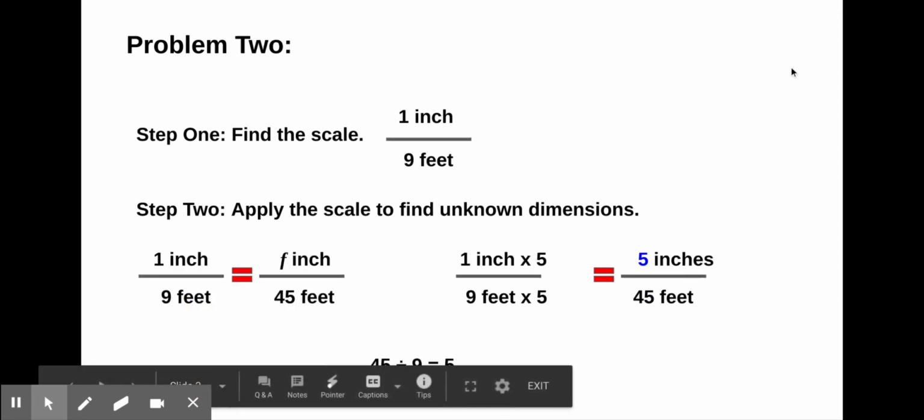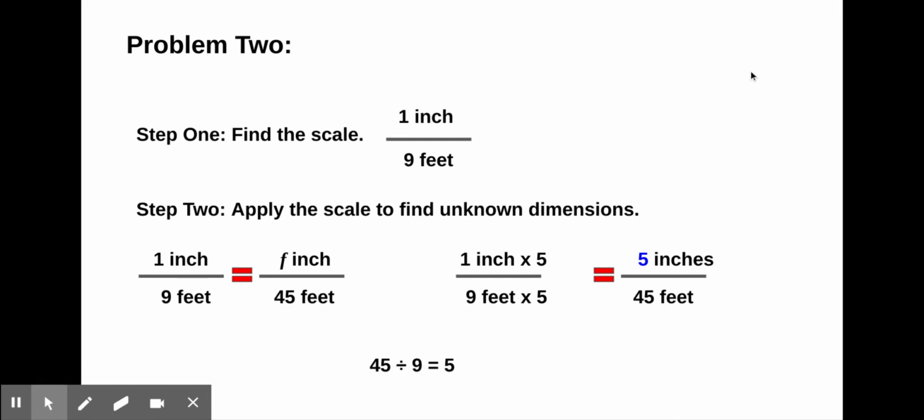Okay, for 3. All right, changing around a little bit. We want to find the inches here. So 1 times something equals an X number of inches. Well, we know that 9 feet equals the flagpole height of 45 feet. So how do we get to 45? Well, 45 divided by 9 is 5. So 9 times 5 is 45. So if we're multiplying the bottom times 5, we're going to multiply the top times 5. So 1 times 5 is 5. So 5 inches is 45 feet.